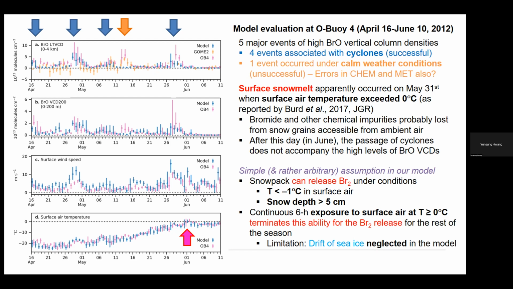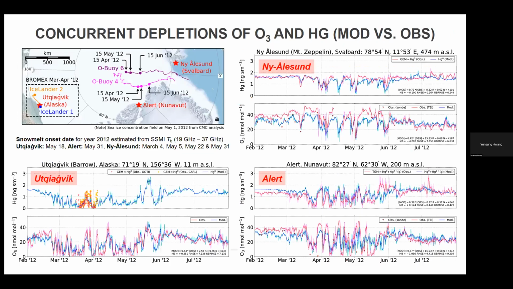That was captured by the way we parameterize the snow source term, by assuming the snow Br2 source can happen when the instantaneous surface temperature is lower than -1 degree Celsius and snow depth is greater than 5 centimeters. And we also assume that exposure to surface air temperature greater than 0 degrees can deactivate the ability for the Br2 release from the sea ice for the rest of the season. The limitation here is that we don't account for the drift of sea ice with time. So that's one limitation of the parameterization we use.